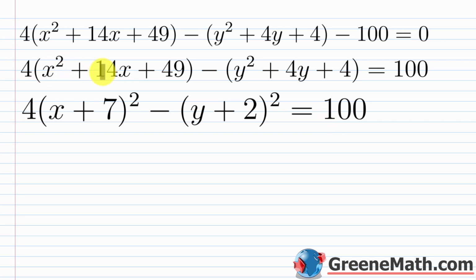So this x squared plus 14x plus 49 is going to factor into x plus 7 quantity squared. Again, just take this guy right here and cut it in half. So 14 times a half is 7. That's why you have this x plus 7 quantity squared.